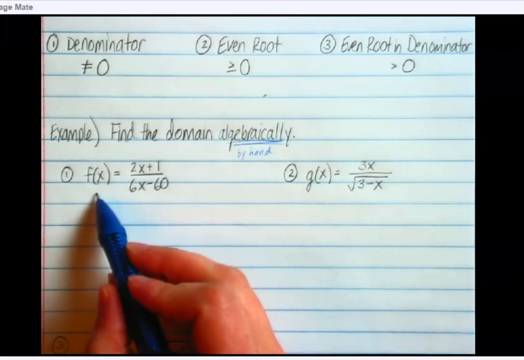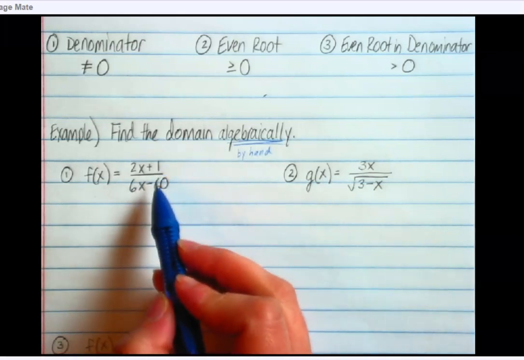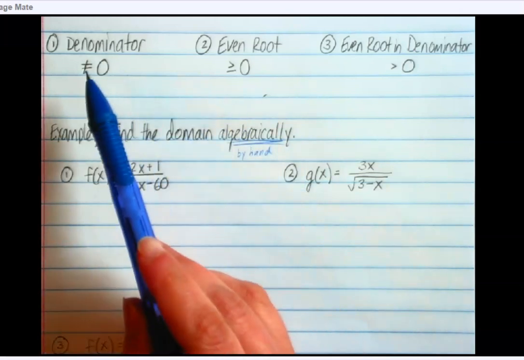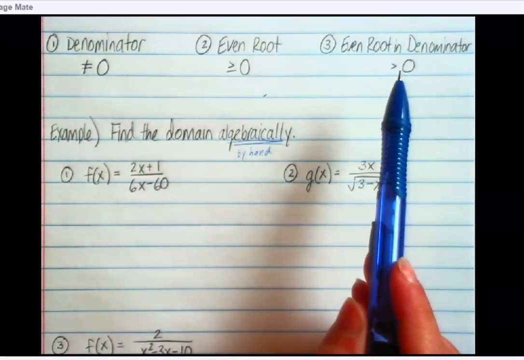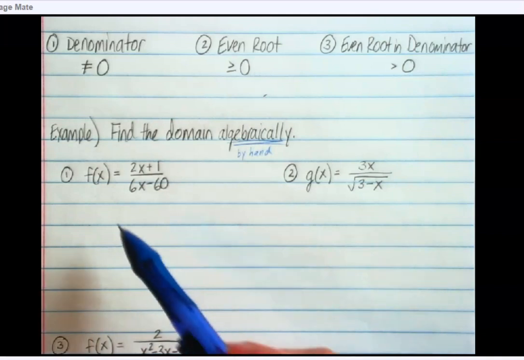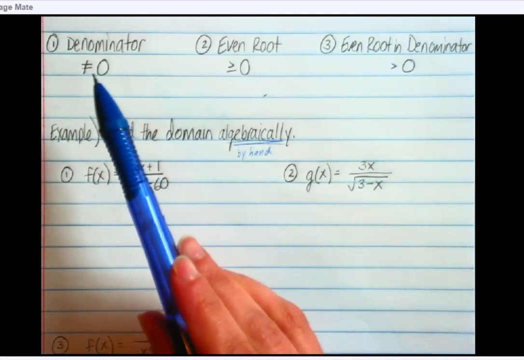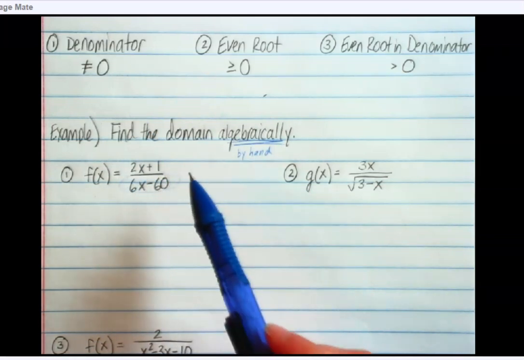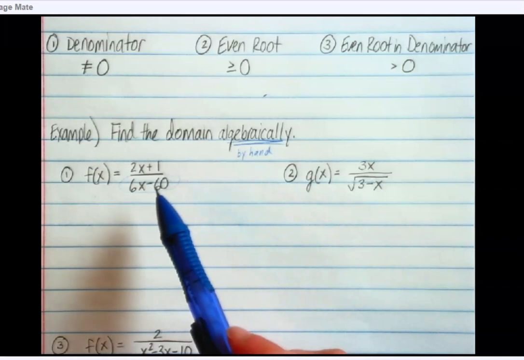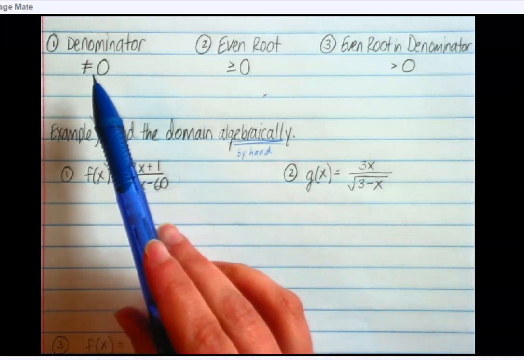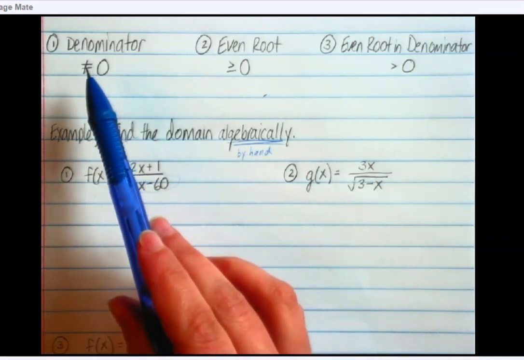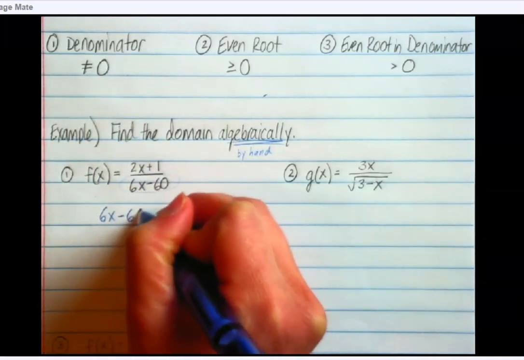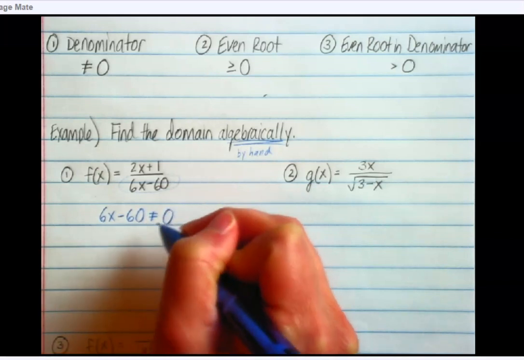For number 1, it says f of x equals 2x plus 1 divided by 6x minus 60. I would take a look at my three possible domain restrictions and figure out which of those three apply here. Does this have a denominator? Yes, it does, 6x minus 60 is in the denominator. So I'm going to use the denominator restriction, which is whatever's in the denominator cannot equal 0. So I'm going to say 6x minus 60 cannot equal 0.